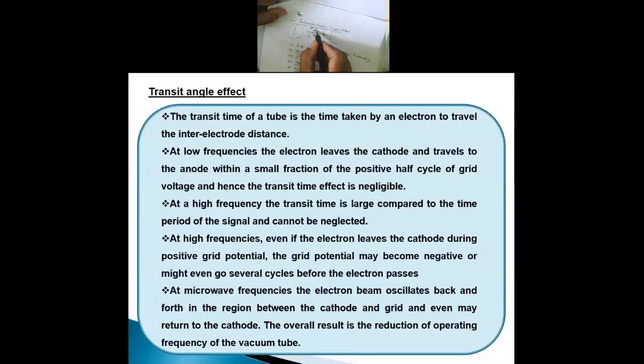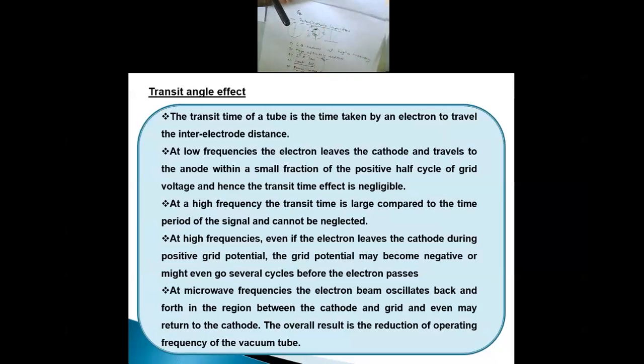Generally at low frequencies, this distance is small. If you consider your signal time period and the transit time, that is, how much time is required for the electron to travel from the cathode to the plate through the grid, that distance is nothing but the transit time.